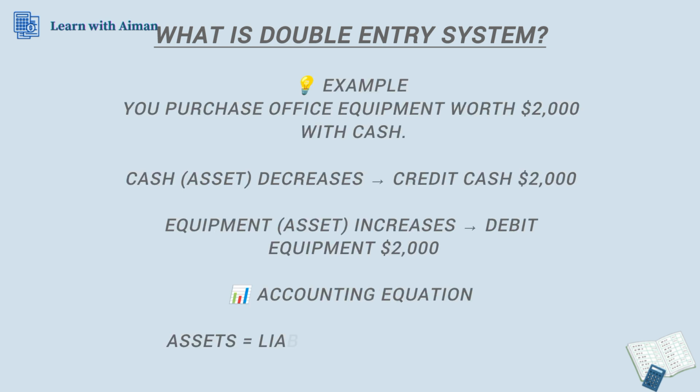For example, you purchase office equipment worth $2,000 with cash. Cash, which is an asset, is decreasing, so credit cash. Here cash is an asset and it's decreasing, so we credit our cash with $2,000. Equipment is also an asset but it's increasing, so we debit our equipment with $2,000. Accounting equation: assets equals liabilities plus owner's equity.